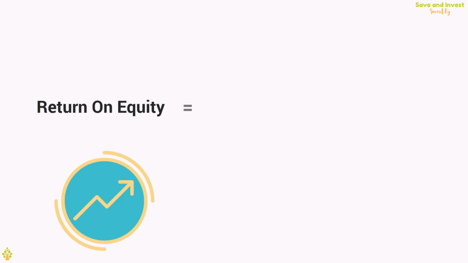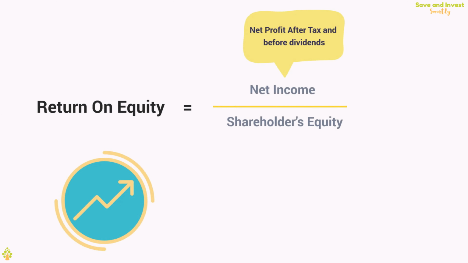Return on equity is calculated by dividing net income by shareholders' equity. Net income is nothing but the net profit after tax, but before distributing the dividends. Shareholder equity is equal to total assets minus total liabilities.